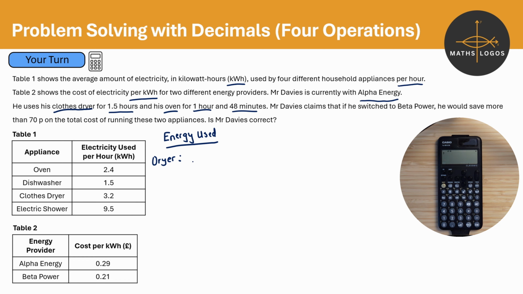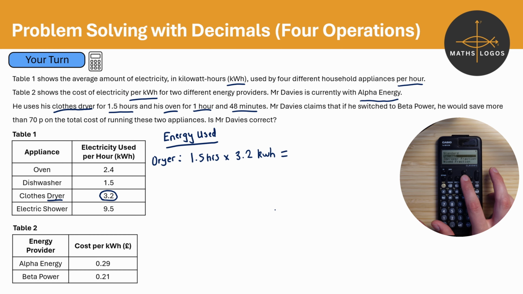Well, he uses it for 1.5 hours. And if we go ahead and look at our table, go down to the clothes dryer, it uses 3.2 kilowatts every hour. So I need to multiply the 1.5 hours by the 3.2 kilowatts that it uses every hour. We have our calculator for this lesson, so I'll go ahead and type that in. 1.5 multiplied by 3.2 and turn that into a decimal gives me an answer of 4.8. And my units are kilowatt hours.